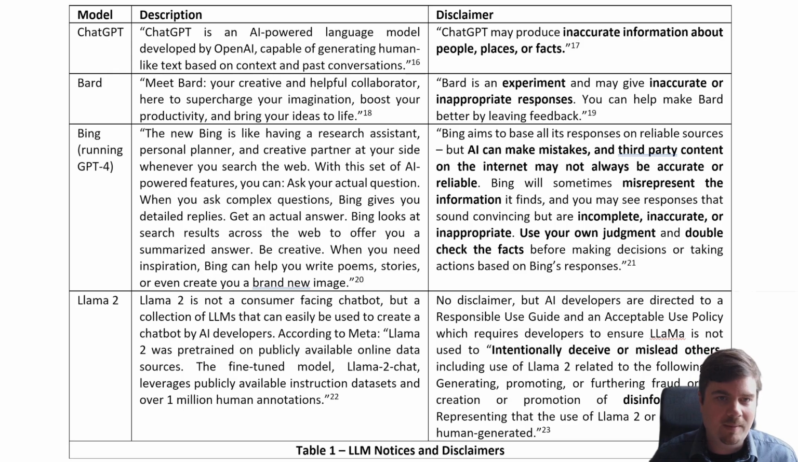So it's noted, for example, that ChatGPT may produce inaccurate information about people, places, or facts. Bard, which was the precursor to Gemini, is cited as an experiment. It may give inaccurate or inappropriate results. And you can see similar things with Bing that was running ChatGPT-4, Llama 2. And you'll see these sorts of statements with most of the popular language models that are publicly accessible.